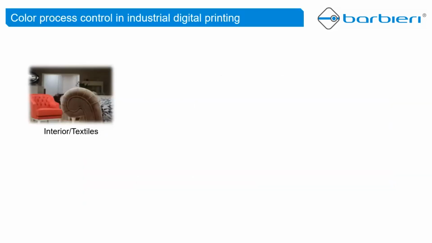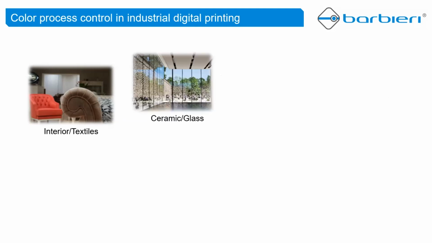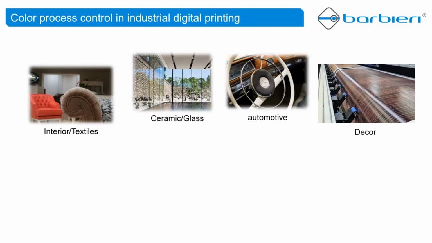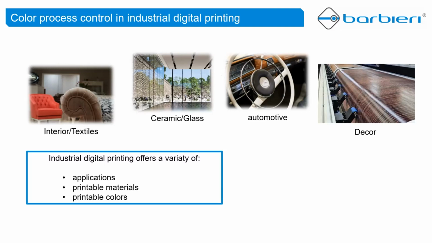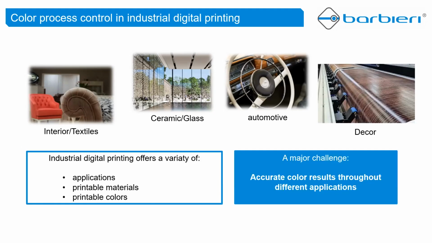So industrial digital printing offers a variety of applications. You have interior or textile printing, there's ceramic, glass printing, the automotive sector has digital printing, decor, to name a few, and of course there are many more. So industrial digital printing offers a variety of applications, printable materials, and printable colors, which leads to a major challenge: accurate color results throughout different applications.